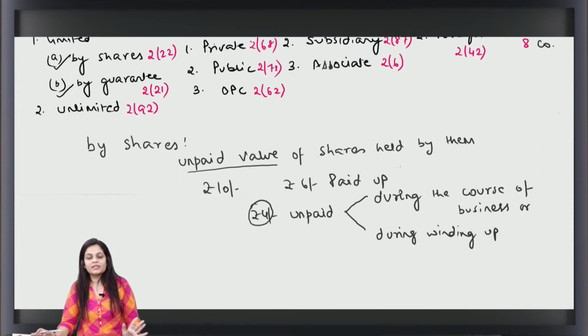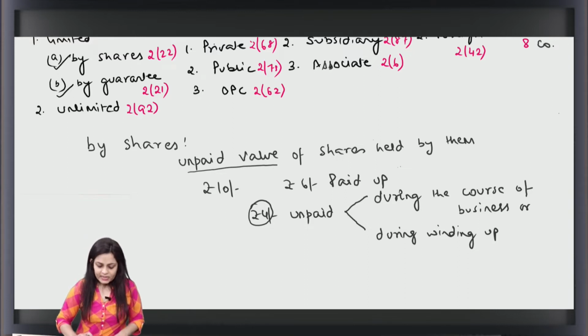Anytime the company decides, it will make a call, and if the member holds the shares of the company, the member has to pay the unpaid value of the shares. This is what we mean by limited by shares. What is this limited by guarantee? What happens in limited by guarantee is, let us say my company has 4 members.